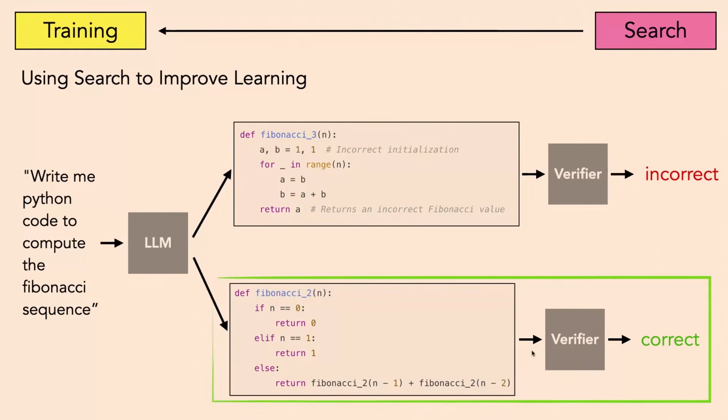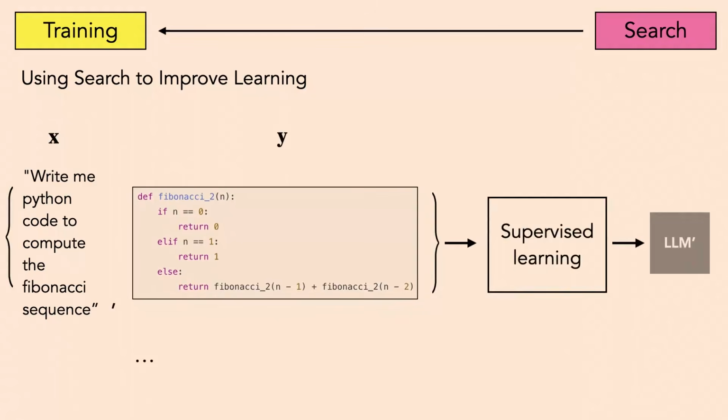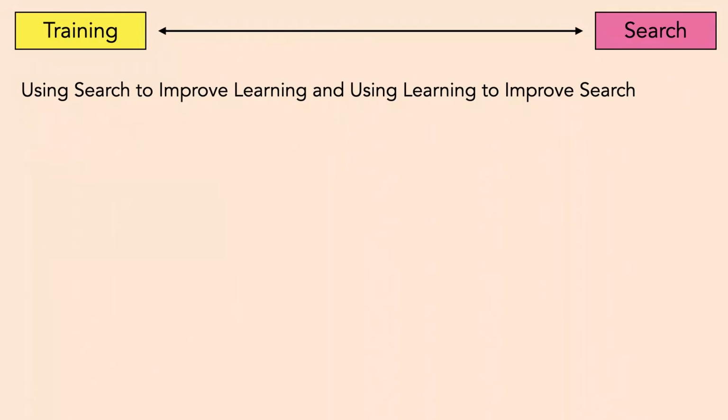But you could also have this verifier be a model itself. It could be learned. Remember, it's easier to learn to verify than to generate. So I can learn to verify easily and quickly, and then use the verifier to improve the generator, and then it's purely self-improvement. Okay. So you can also do it the other way around. So you can use search to improve learning and use learning to improve search.